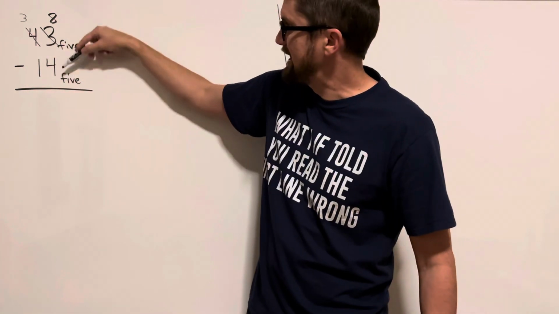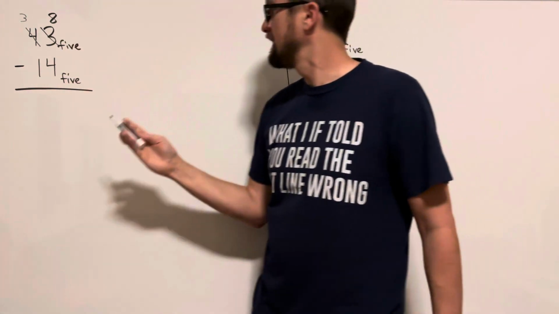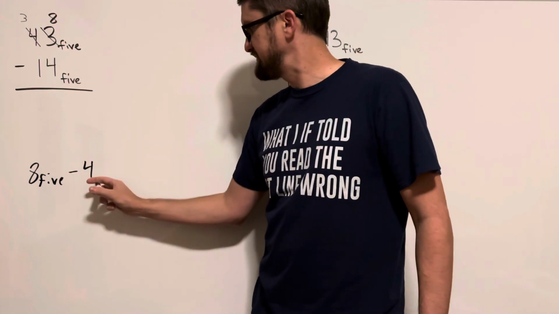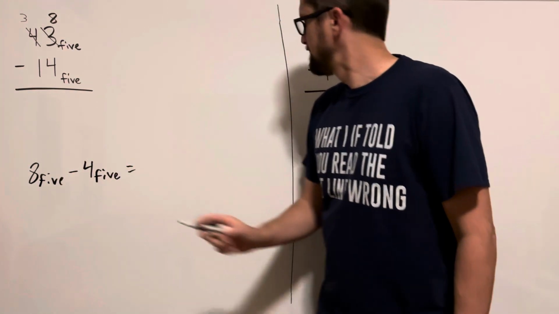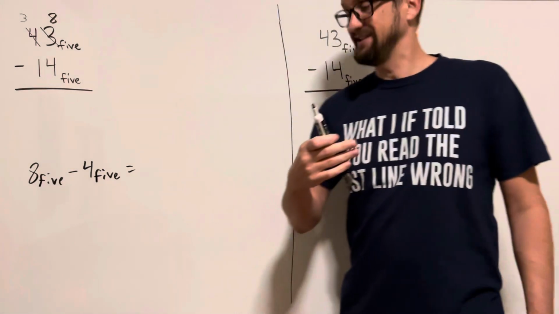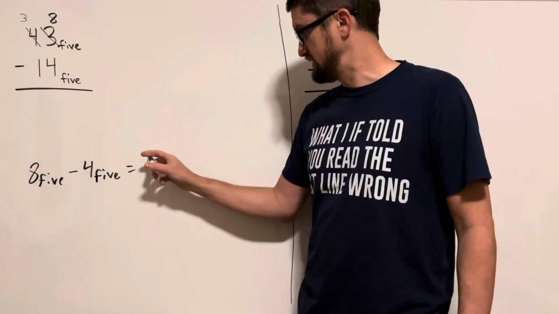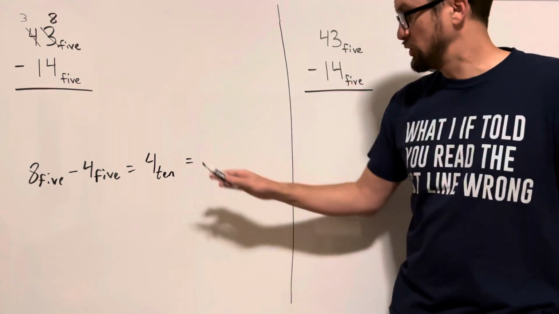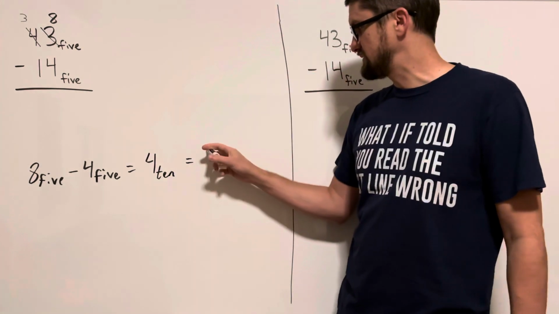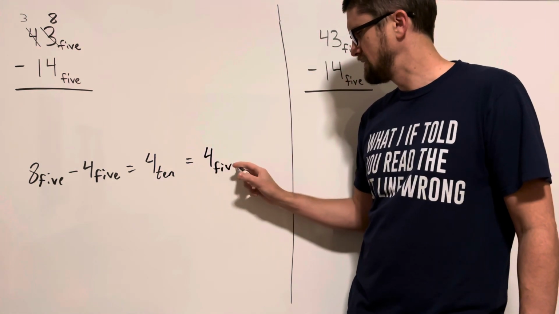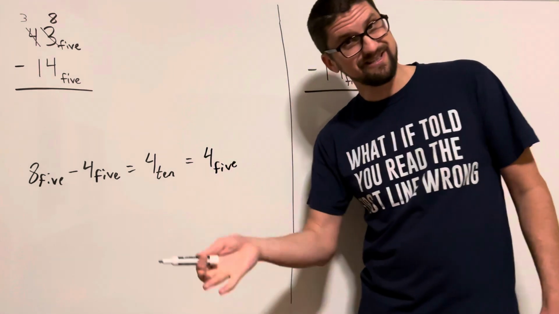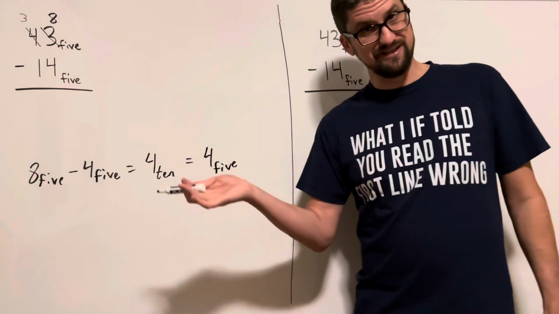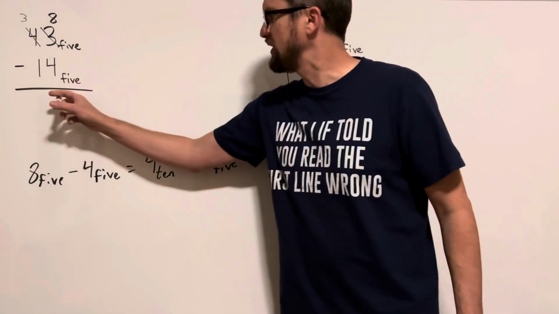All right, now I can subtract the 1's place. 8 base 5 minus 4 base 5. That's 8 1's minus 4 1's. That's 4 1's, or 4 base 10. I don't have any groups of 5 here, so 4 base 10 is the same thing as 4 base 5. Right, we got 4 1's and 4 1's, it's the same thing. As long as I'm under 5, the base 10 and the base 5 number will be the same. So this 4 is going to go right down here.